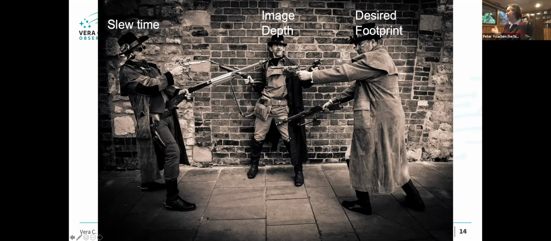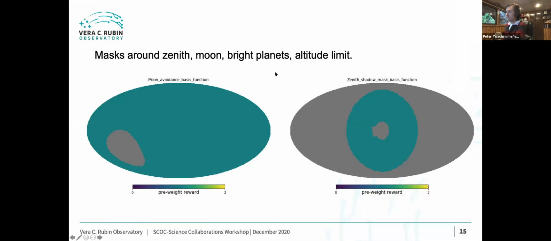If we only care about observing a smooth footprint, the scheduler loves to flop over to very high air mass and just keep things as smooth as possible. And so that destroys our image depth. If we only care about slew time, then we won't be able to get a smooth footprint. There will be spots that get left behind. And so we try to balance these 3 parameters to get the final scheduler.